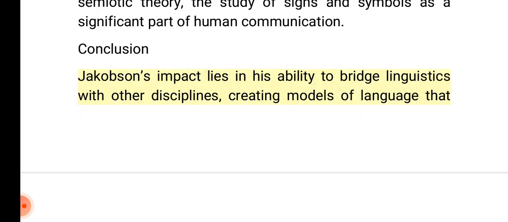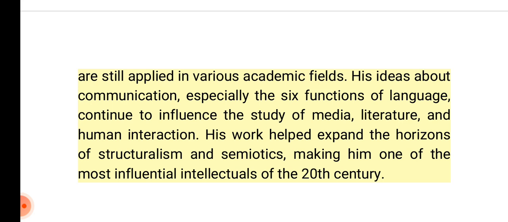Conclusion. Jakobson's impact lies in his ability to bridge linguistics with other disciplines, creating models of language that are still applied in various academic fields. His ideas about communication, especially the 6 functions of language, continue to influence the study of media, literature, and human interaction. His work helped expand the horizons of structuralism and semiotics, making him one of the most influential intellectuals of the 20th century.